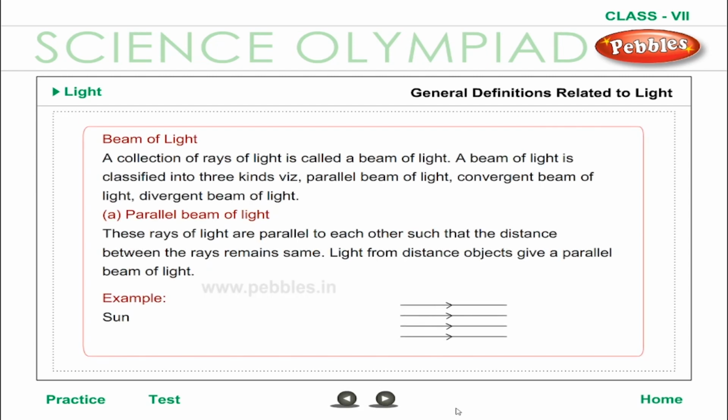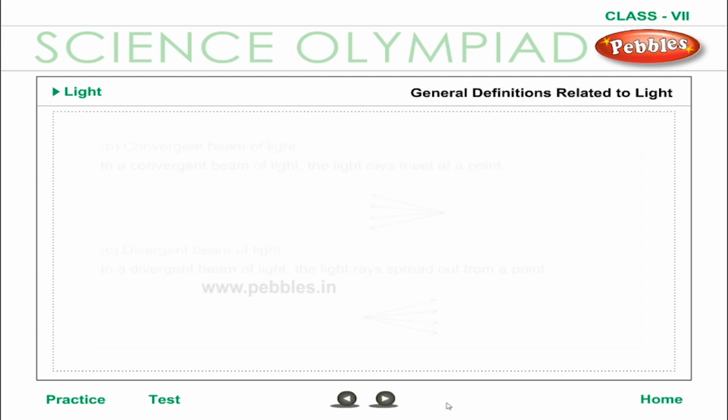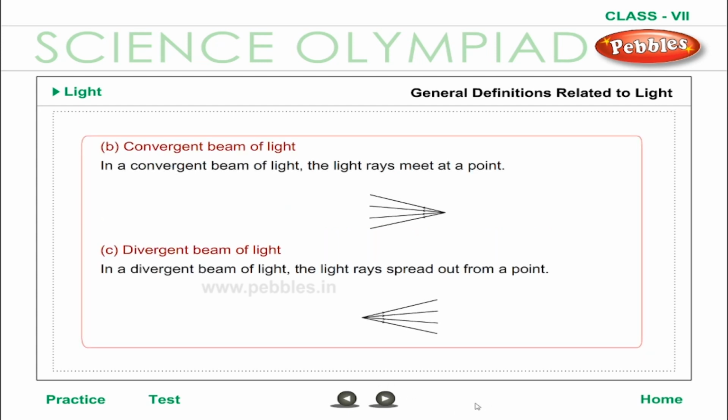Beam of light. A collection of rays of light is called a beam of light. A beam of light is classified into three kinds, namely parallel beam of light, convergent beam of light, and divergent beam of light. Parallel beam of light. These rays of light are parallel to each other such that the distance between the rays remains the same. Light from distant objects gives a parallel beam of light. Convergent beam of light. In a convergent beam of light, the light rays meet at a point. Divergent beam of light. In a divergent beam of light, the light rays spread out from a point.